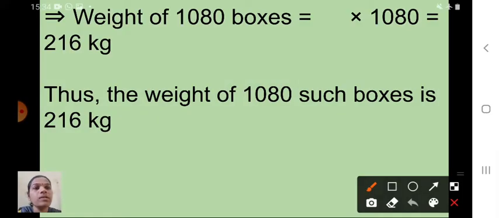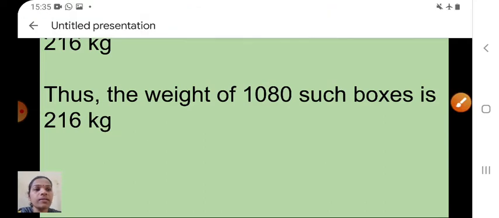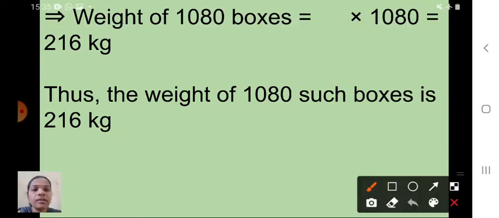See here, children, in this space you have to write 1 upon 5 into 1080. As I told, here you can cut: 1 fives are 5 and here 2, here 10 is there. Okay, 10. See here, children, here I will show that, 1 upon 5 into 1080.